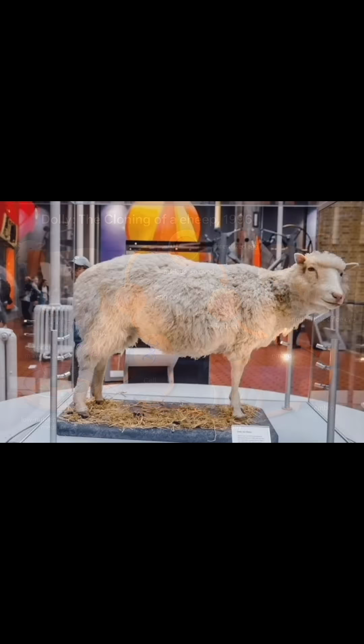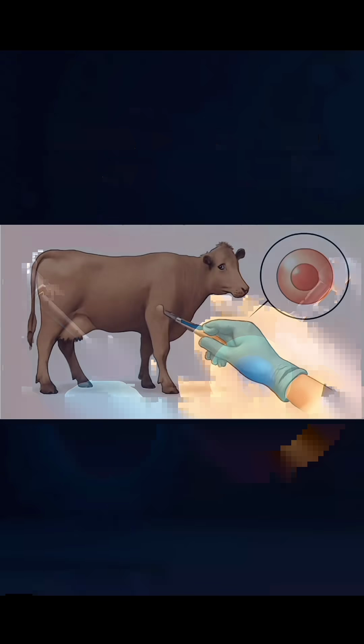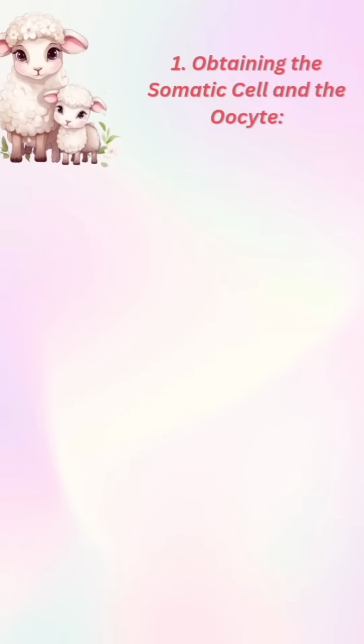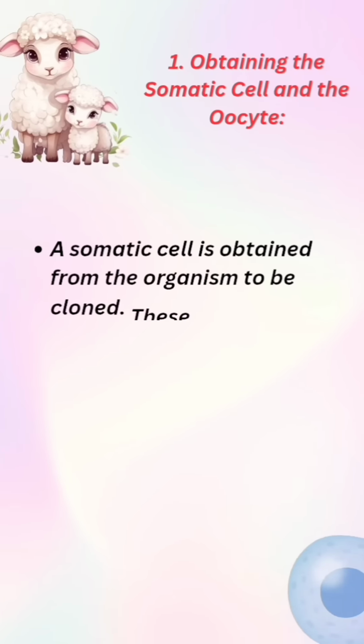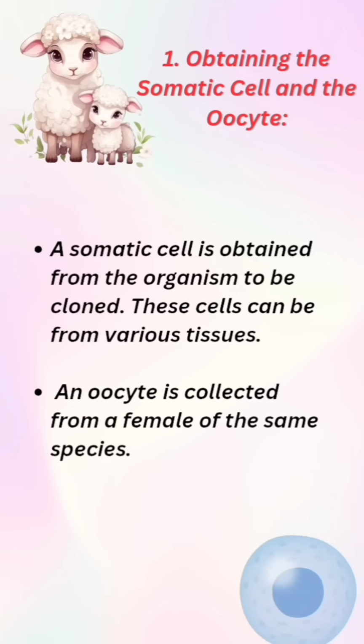Here's a step-by-step breakdown of the process. 1. Obtaining the somatic cell and the oocyte. A somatic cell is obtained from the organism to be cloned. These cells can be from various tissues. An oocyte is collected from a female of the same species.